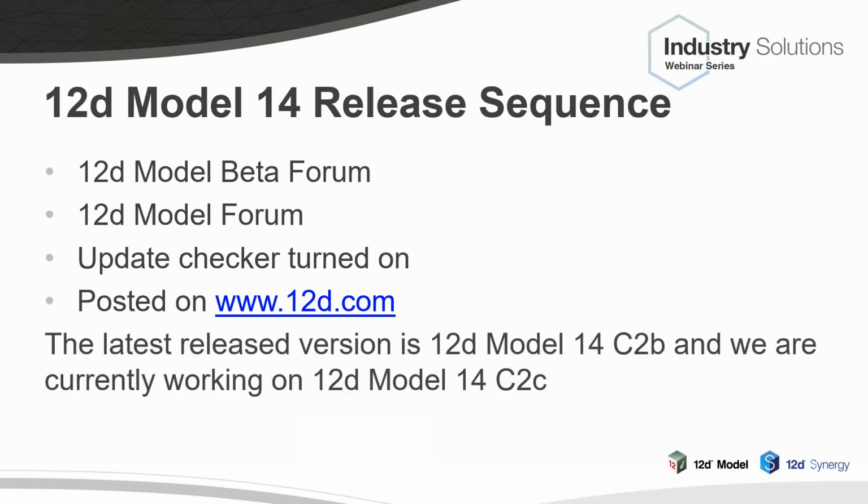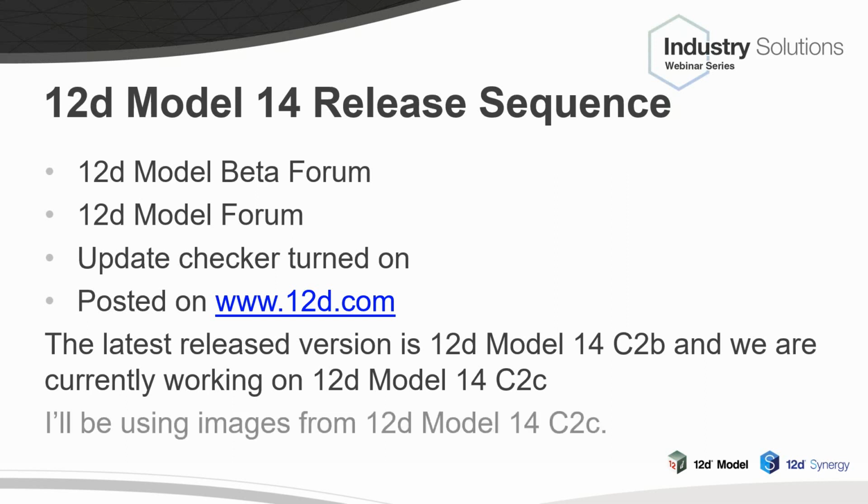The latest released version on our 12D Model forum is 12D Model 14 C2B. The C in there refers to, the number 2 refers to a database bump. And we are now currently working on 12D Model 14 C2C, getting it ready for releasing. And I'll be using some images and some functionality from 12D Model 14 C2C. And that's changed from the version that's up there due to your good feedback.